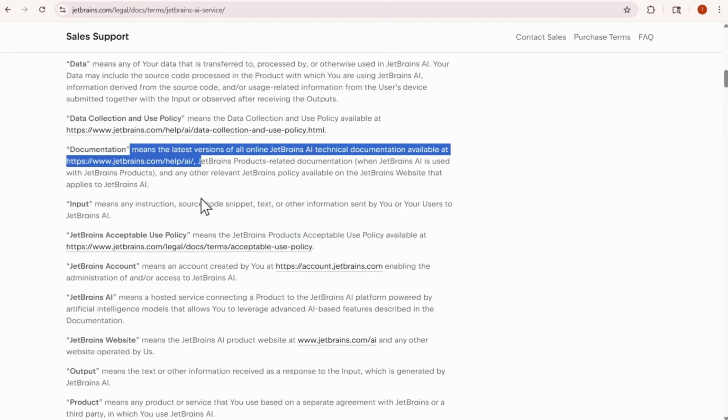Input means any instruction, source code snippet, text, or other information sent by you or your users to JetBrains AI. So essentially, the reason why it's really important to look at AI terms as a privacy counsel is because it influences the privacy program documentation that you have as a customer.